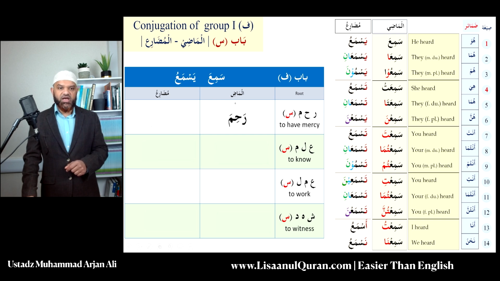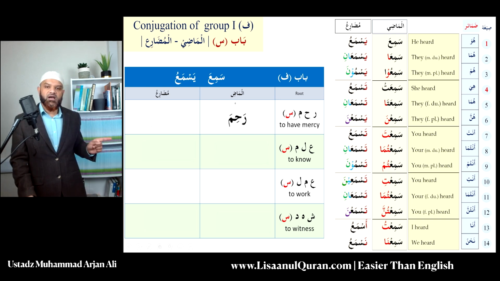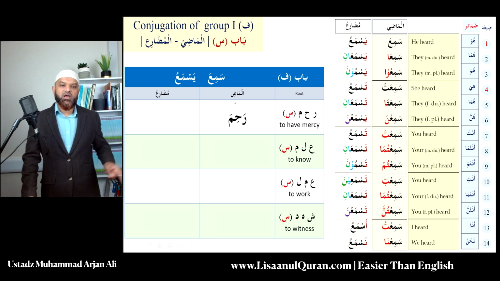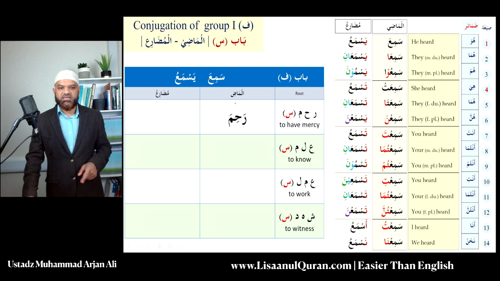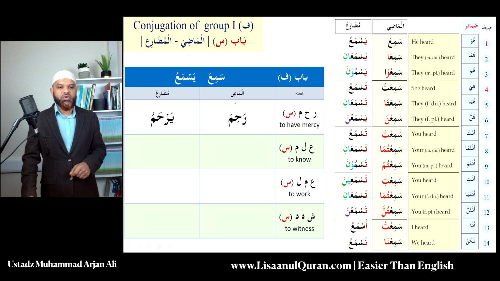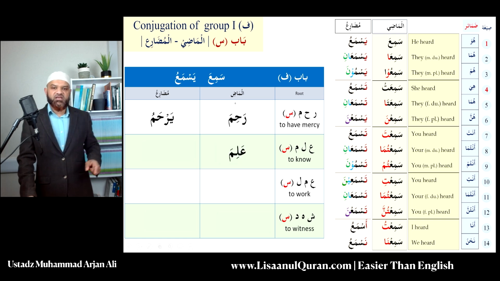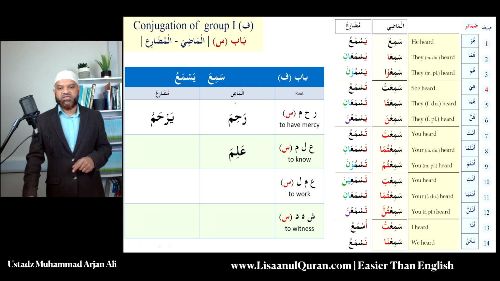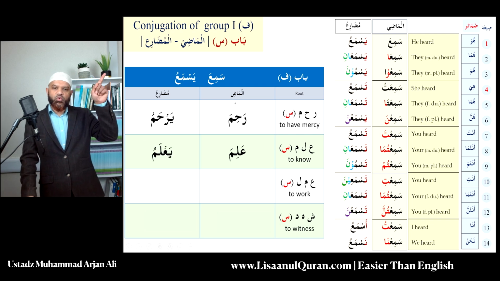So the first one we have is rahima, rahima, sami'a. I hope that's very clear to you. Rahima. And what is the present tense? Yarhamu, not yarhumu or yarhimu, yarhamu. And then we have ain lam mim giving us alima, and the present tense is ya'lamu, ya'lamu.